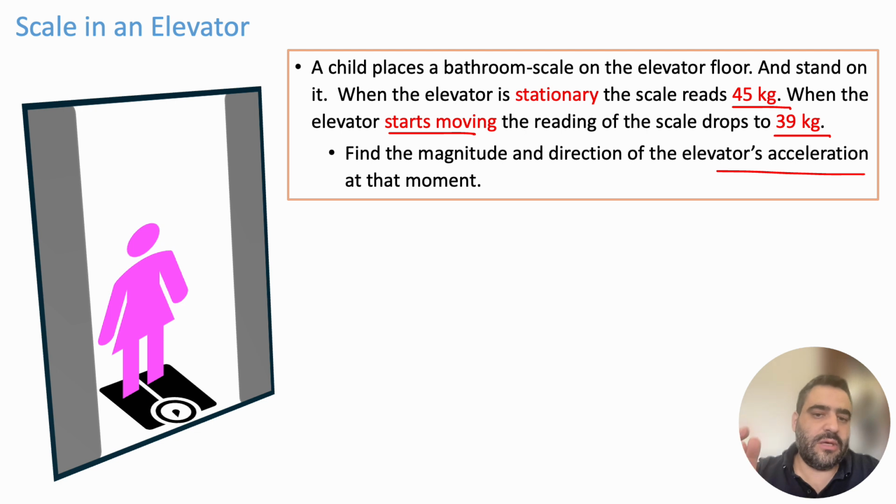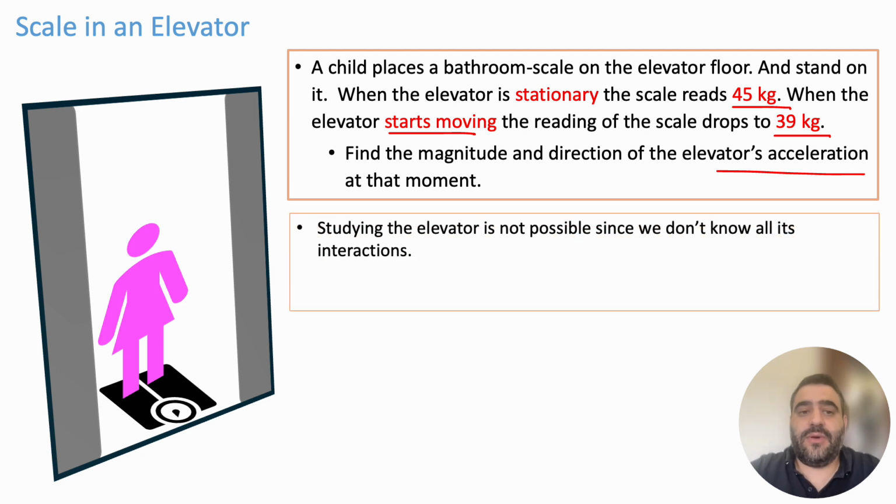Now logically, since we are asked about the elevator's acceleration, we think of applying Newton's law to the elevator. But that's not possible because we don't know all the interactions of the elevator. The elevator has a rope that is holding it by tension. The engine is working somehow. There might be frictions with the wall. The scale itself pushes the elevator. So there are a lot of interactions of the elevator we don't know, so we cannot actually apply Newton's law directly to the elevator.